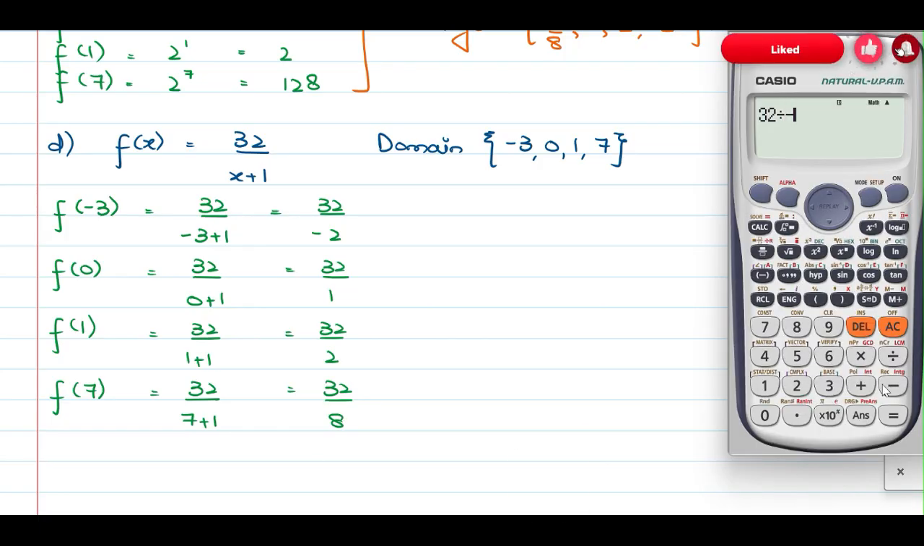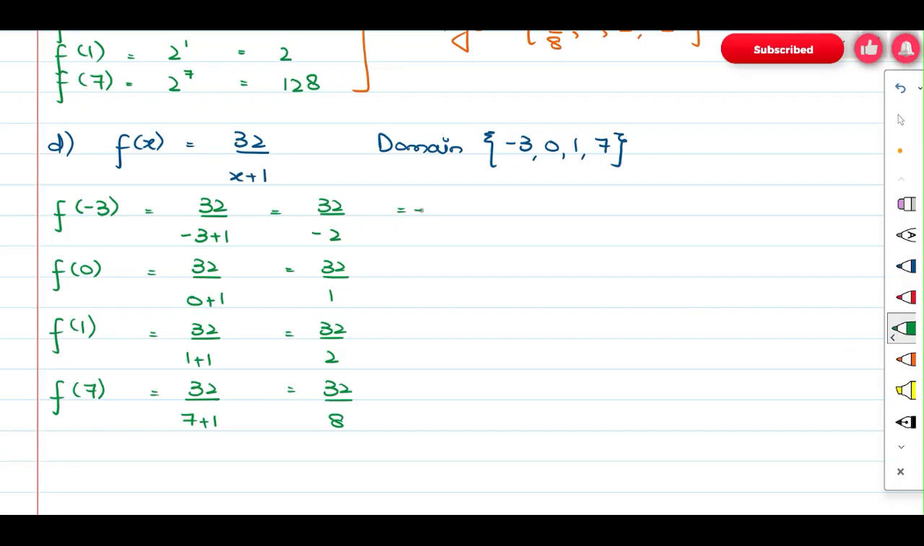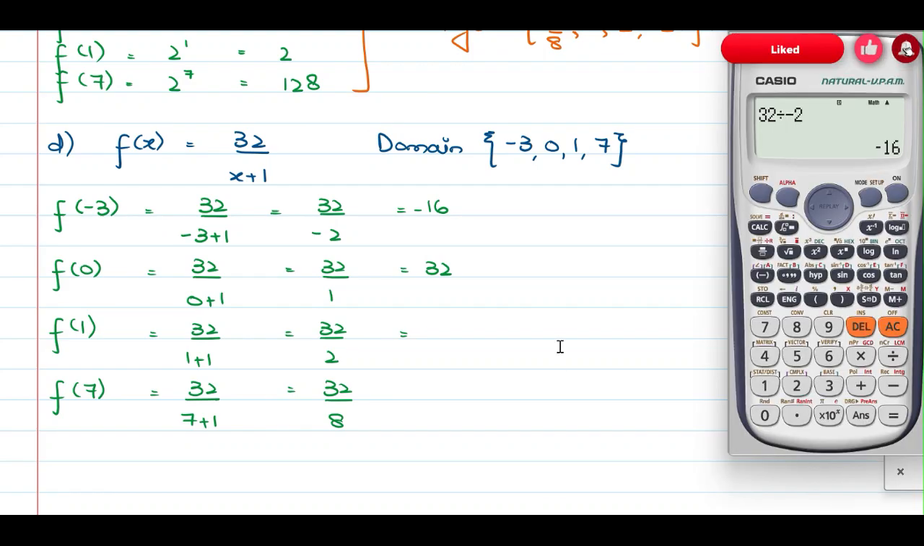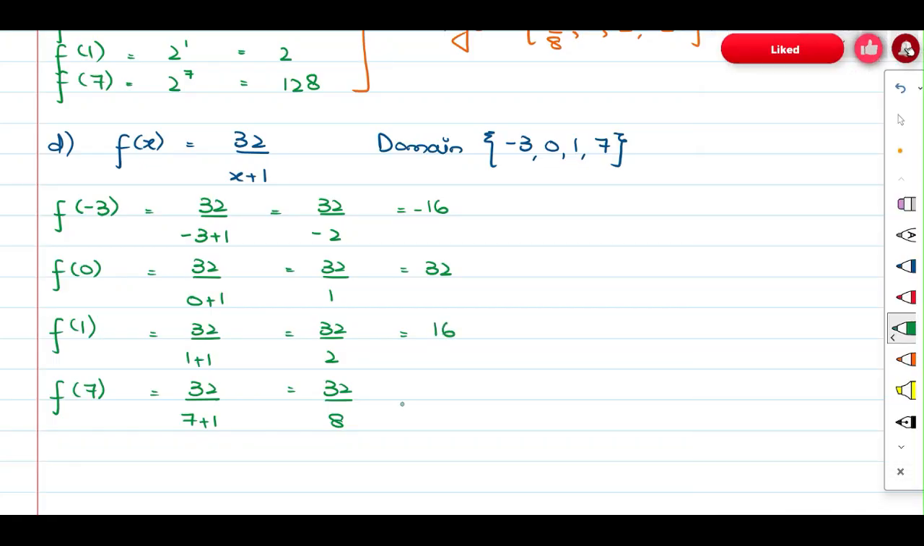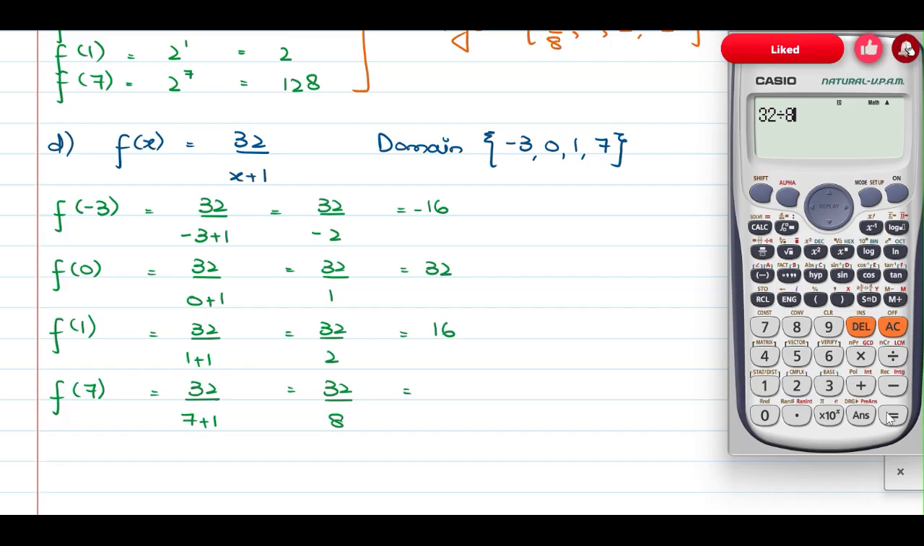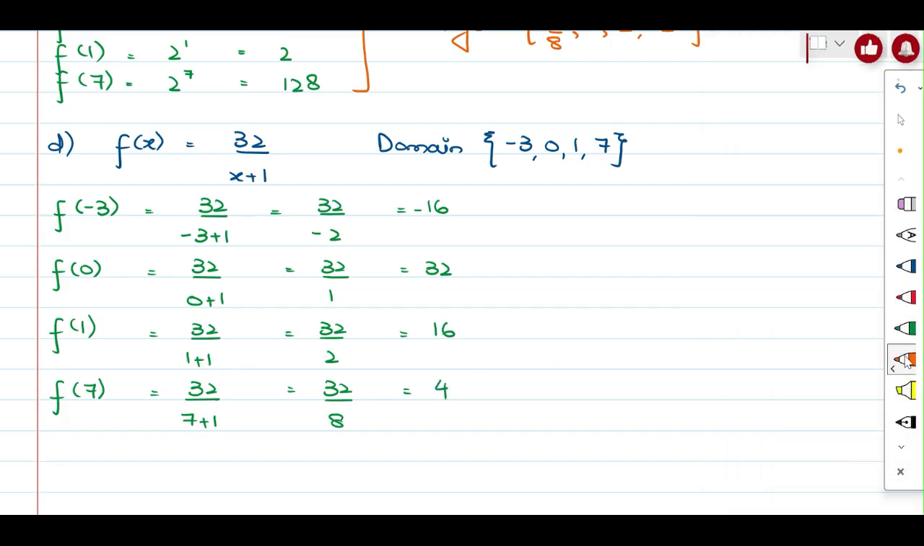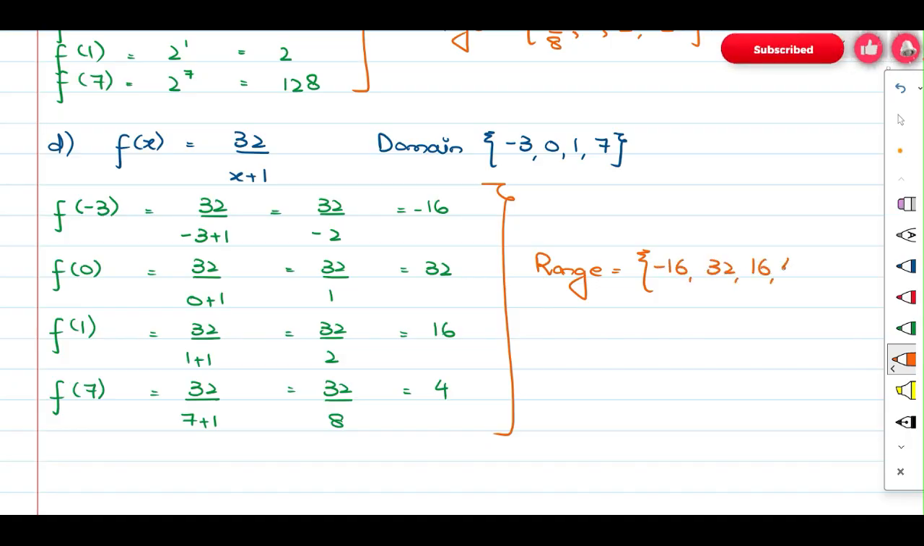What is 32 divided by -2? -16. This is the first output. 32 divided by 1 is 32. Okay, 32 divided by 2 and divided by 8. 32 divided by 2, we have already done, it's positive 16, and 32 divided by 8 is 4. Okay, now we can easily figure out the range of this function. So the range of this function is -16, 32, 16, and 4.